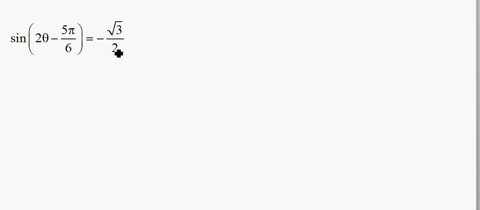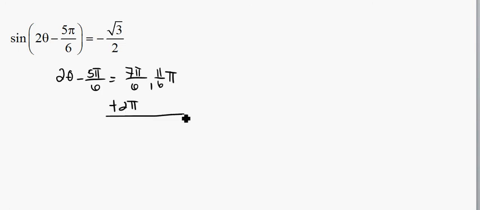One is sine equal to negative radical 3 over 2. That would be in the third and fourth quadrant. So that means our other side is 2 theta minus 5 pi over 6 equals, that would be 7 pi over 6 and 11 pi over 6. And I'm going to add 2 pi to these. So that would be 12, so that's 19 over 6 pi, 23 over 6 pi.